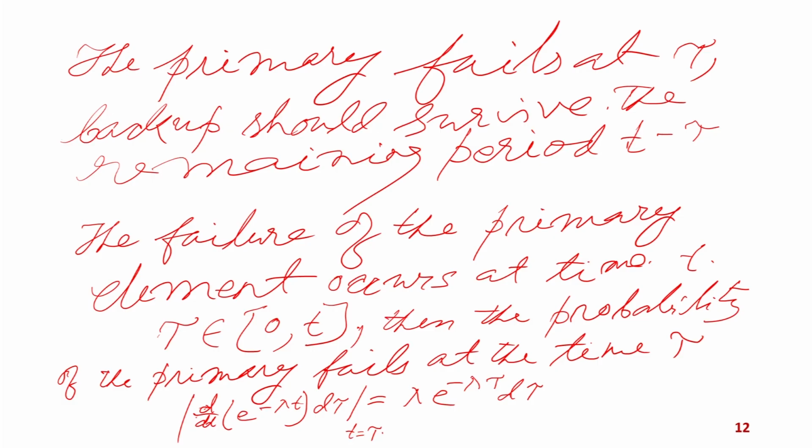So, we will proceed further. In fact, we now need to find the probability that the backup element will work successfully from time tau to t. That we need to do, and finally, we have to derive an expression for the system reliability. Okay, thank you very much.